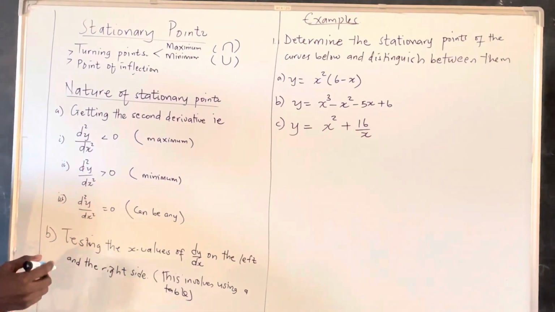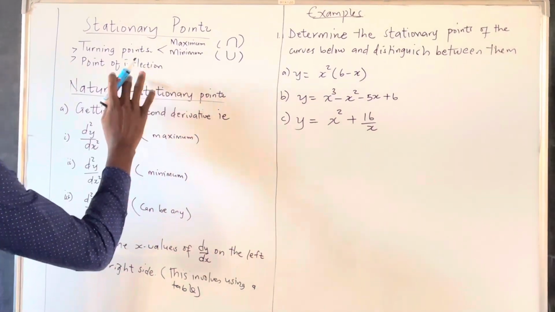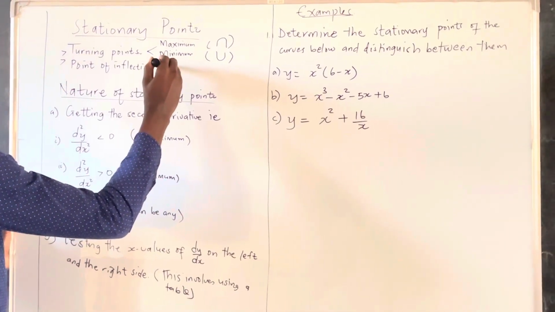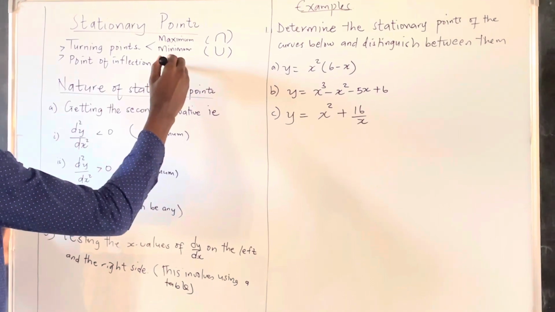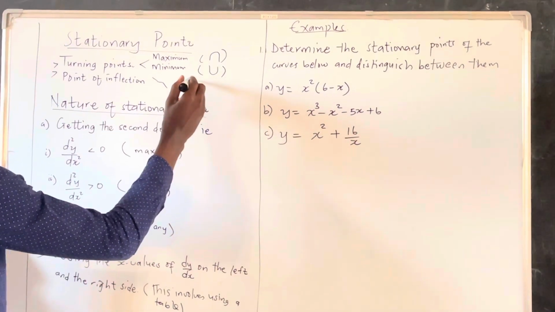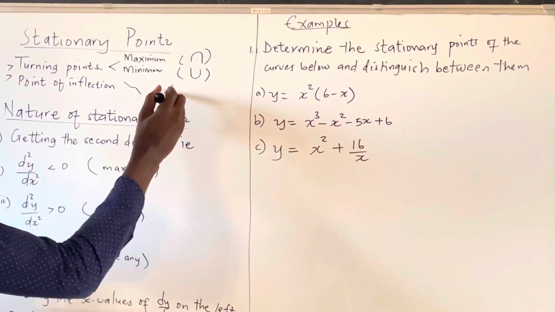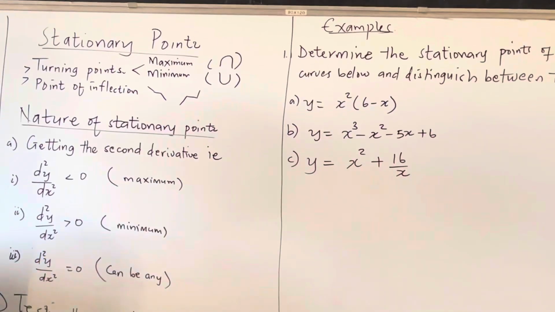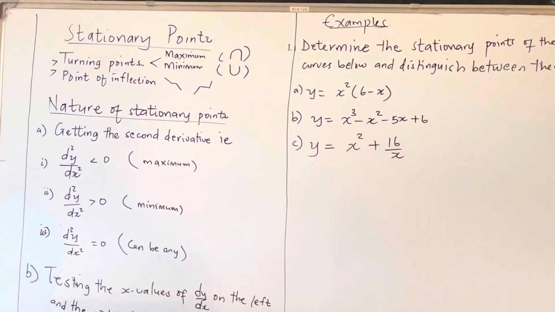Then the point of inflection, this one is in two forms. A curve comes from the left, it becomes stationary, then it proceeds like that. Or it can also happen to be coming from the other side, become stationary like that. So this is a point of inflection, like we are going to see in the examples we have.